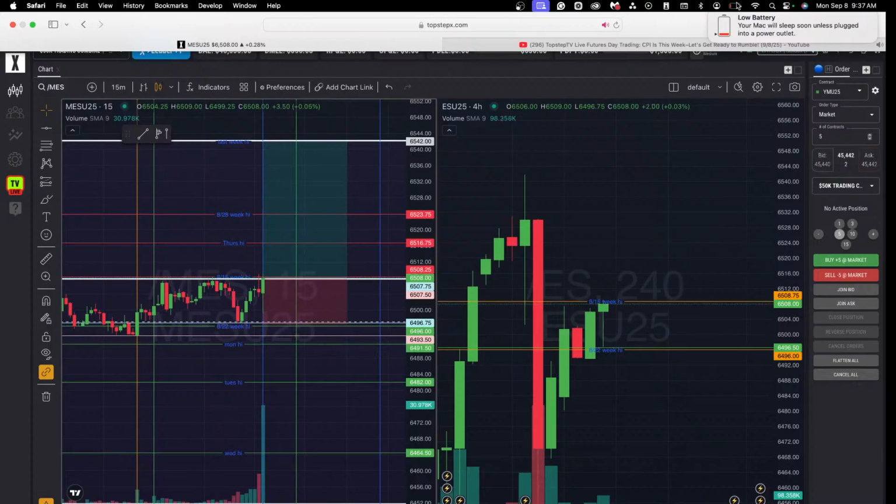MicroStrategy is down almost 4%. Bitcoin's not down that much. Bitcoin's looking a little bit bullish. If you trade micro Bitcoins, you can here at Topstep. I don't trade Bitcoin. It's been a long time since I even paid too much attention to Bitcoin.